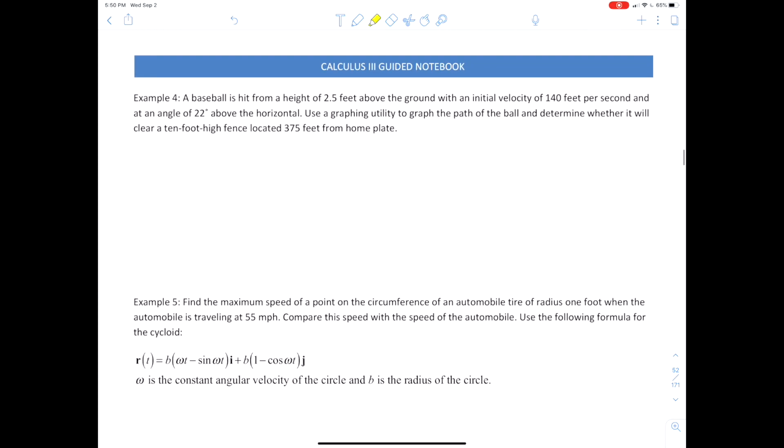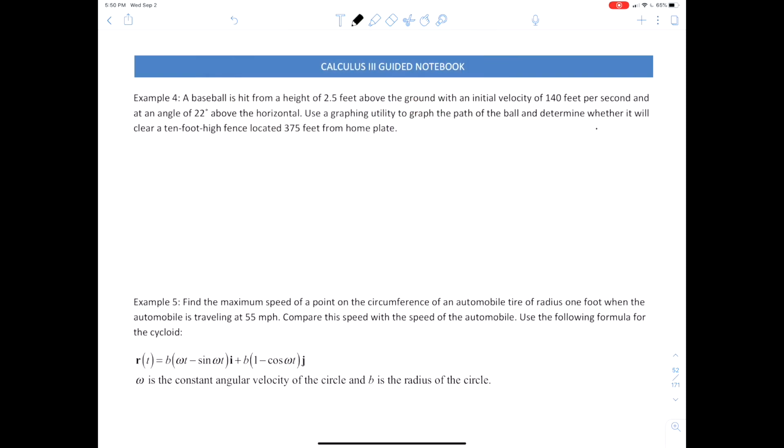so now let's take a look at the next one. A baseball is hit from a height of 2.5 feet above the ground with an initial velocity of 140 feet per second and at an angle of 22 degrees above the horizontal. Use a graphing utility to graph the path of the ball and determine whether it will clear a 10-foot high fence located 370 feet from home plate. So let's see what we've got.